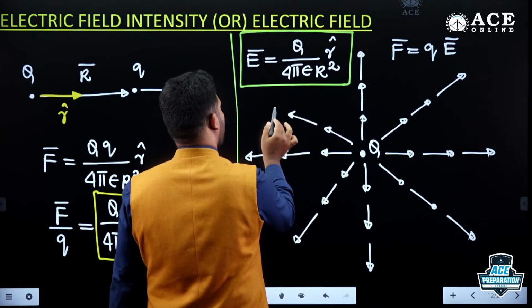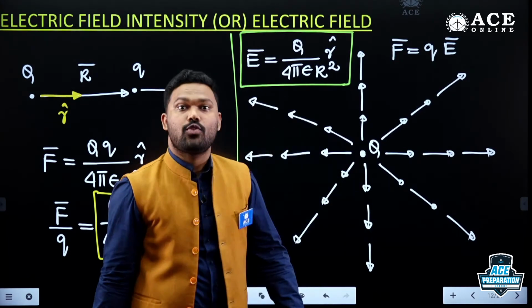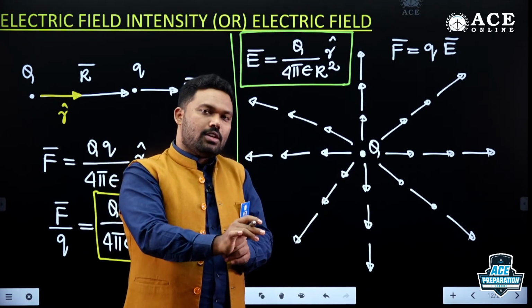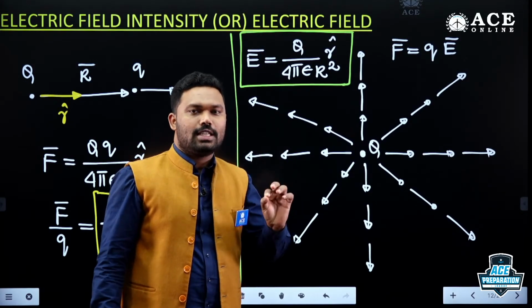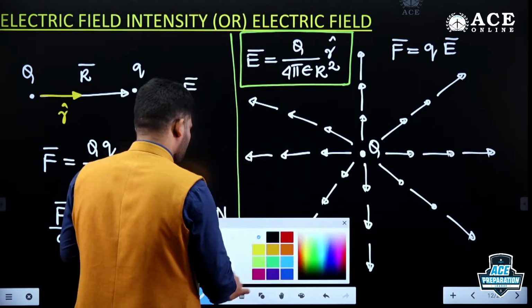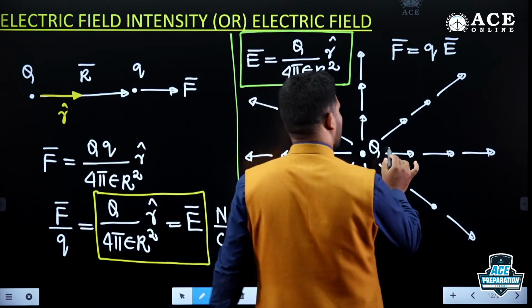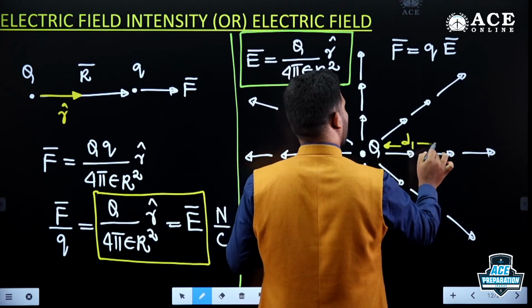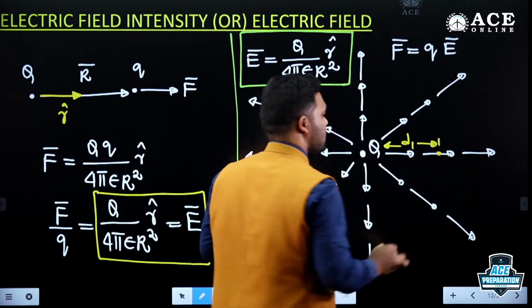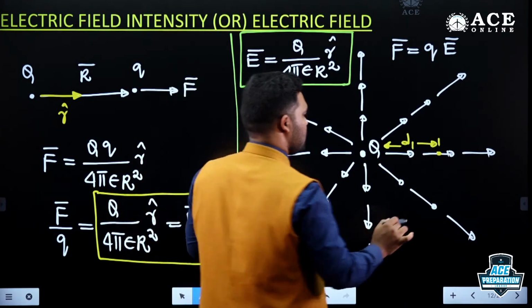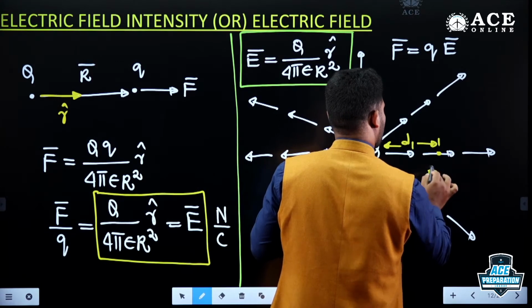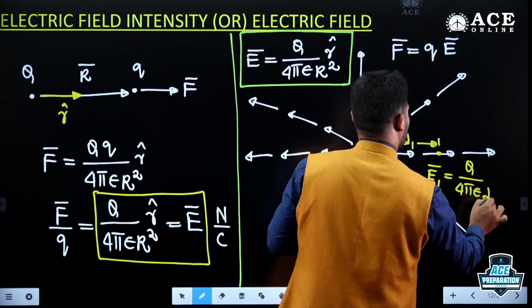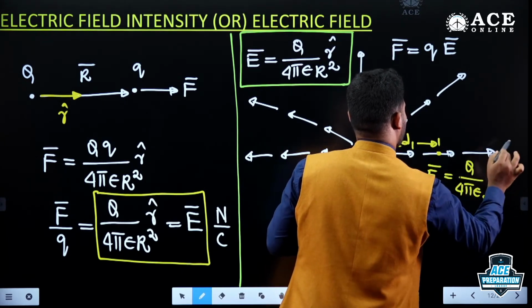You should understand the minute difference between electric field and electric force. Mathematically speaking, there is not much difference. Force experienced per unit charge is the electric field. Suppose you consider these electric field lines at a distance d1. What happens to the electric field at a distance d1? According to this expression, E1 is equal to Q by 4 pi epsilon d1 square into d1 cap.